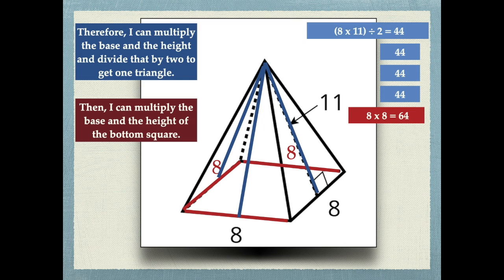So if I have the area of 4 of those triangles and 1 of those squares, I have the entire surface area. I just need to add them up. And that would give me the surface area of the entire pyramid. So you figure that part on your own and you give me the answer. And that's it. Like, that's it.